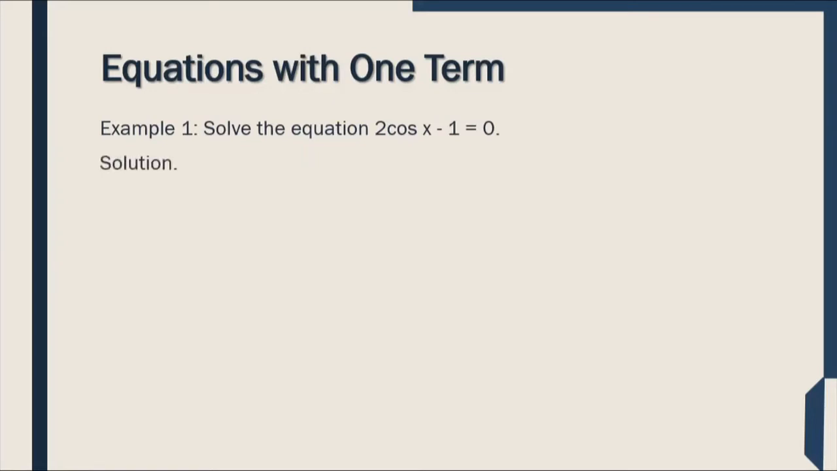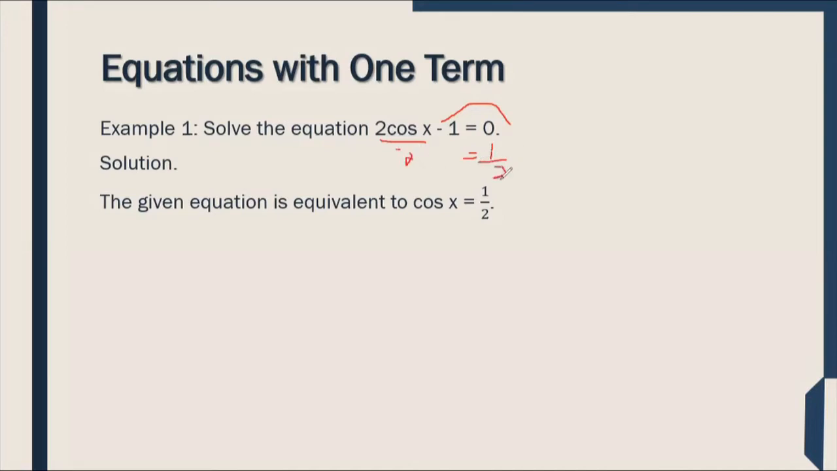Okay, for the solution, the given equation is equivalent to cosine x equals 1/2. Kasi di ba pag transpose natin tong negative 1 sa right side, magiging positive 1. Then, ito namang nasa left side, pwede mo siyang i-over 2. Ganon din yung nasa right side, pwede mo siyang i-over 2. So therefore, ang matitira lang sa left ay ang cosine x equals 1/2. Okay?